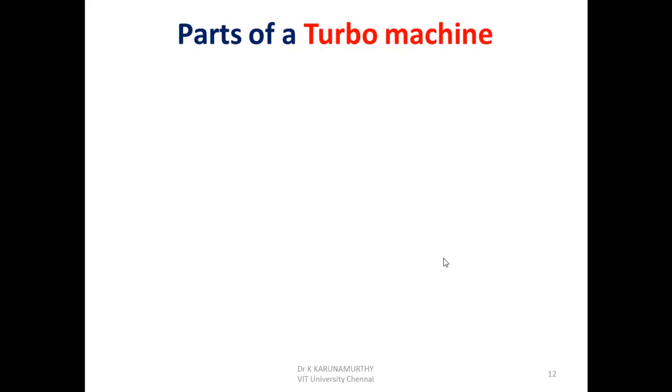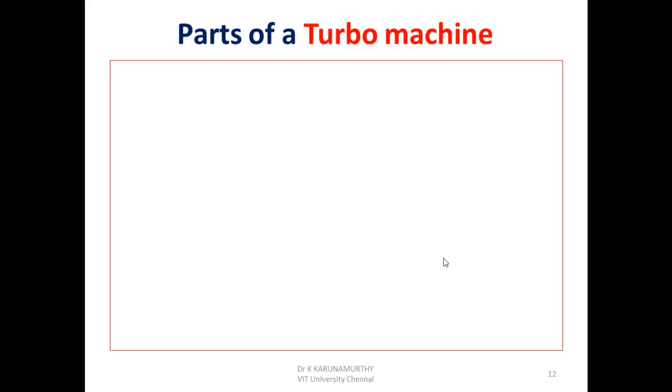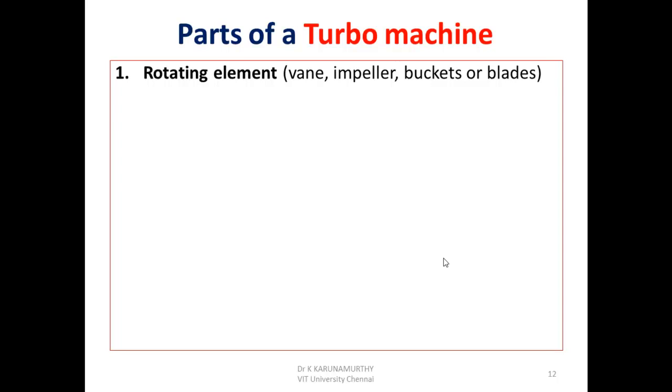So coming to the parts of a turbo machine. Basically, we have four different components which are mandatory in a turbo machine, whether it is a power generating turbo machine or a power absorbing turbo machine. The very important component in a turbo machine is the rotating element, which we call an impeller, vane, bucket, or blades. Depending upon the type of turbo machine that we are going to use, this name changes.